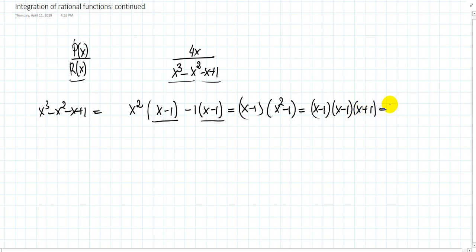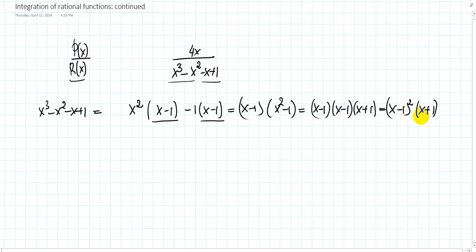So basically, I found the linear factorization of its denominator. I wrote down the denominator as the multiplication of the linear factors, or linear functions, where some of them are repeated. You see? This one is repeated twice, x minus 1 and x minus 1. I have x minus 1 two times.